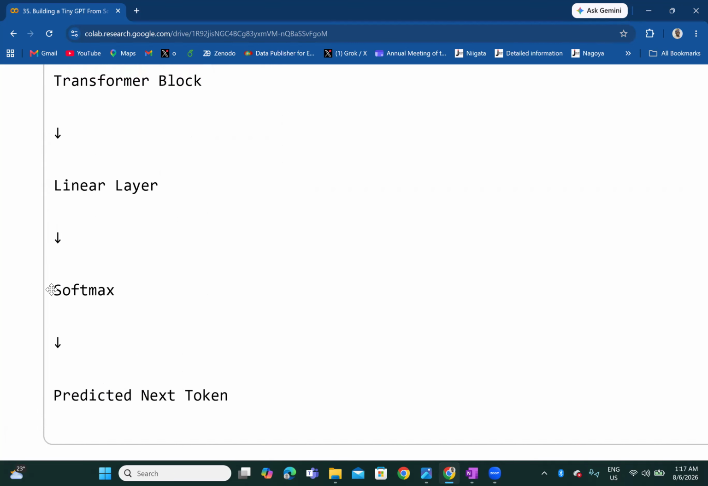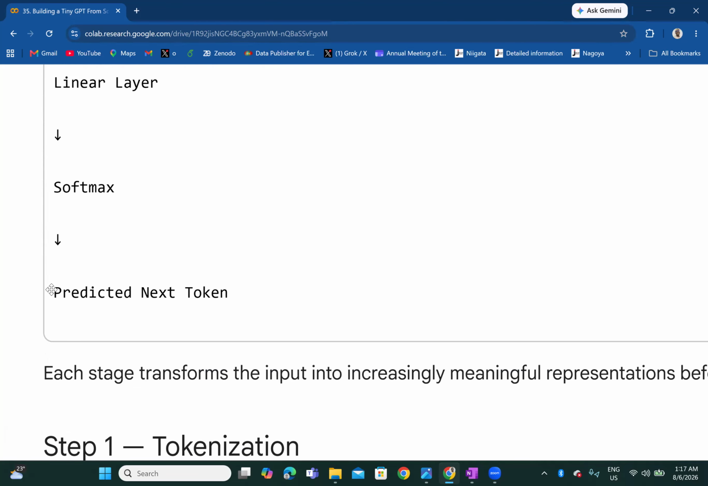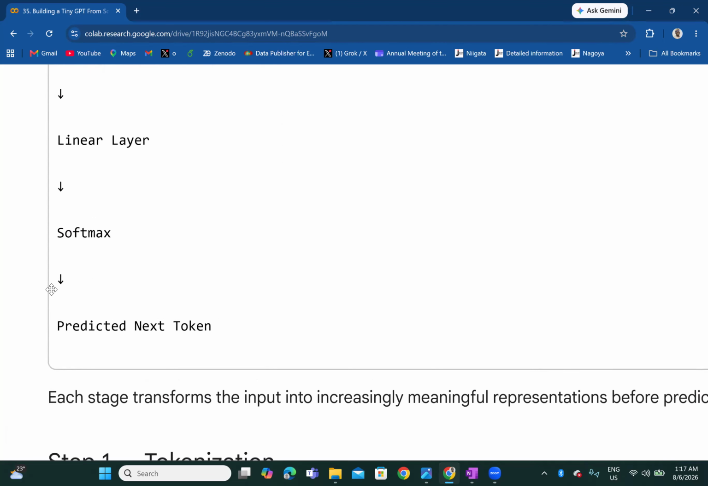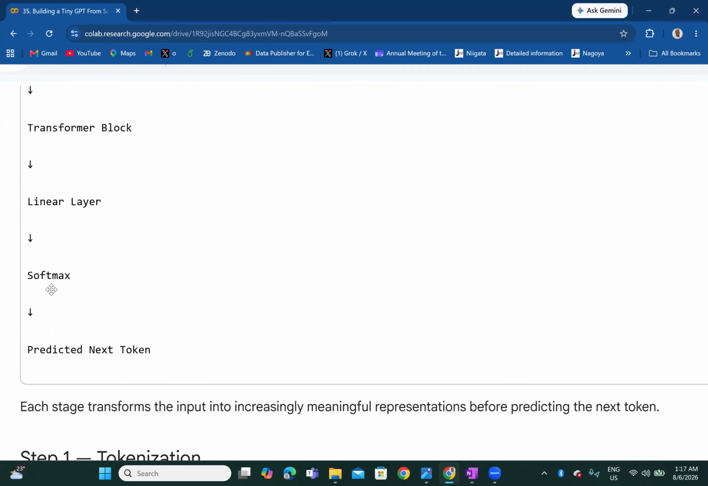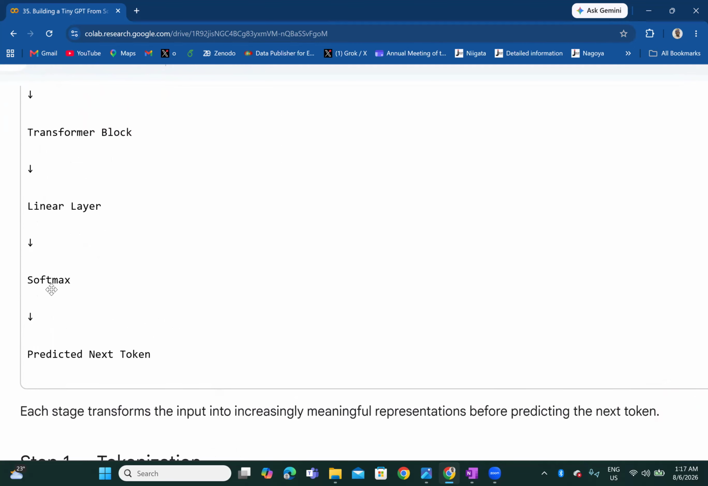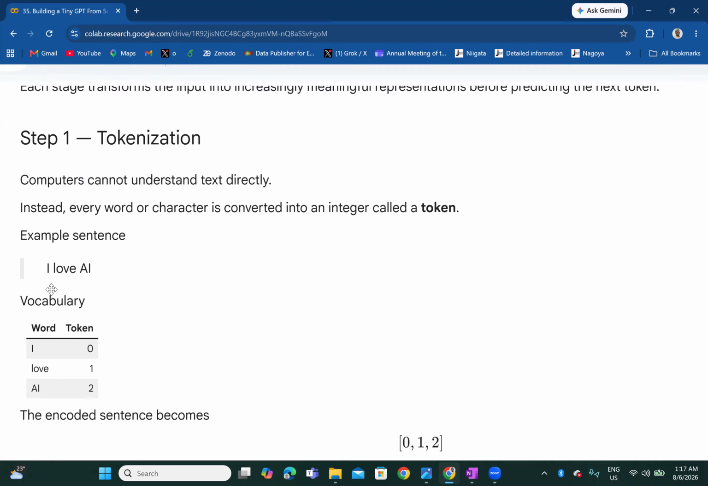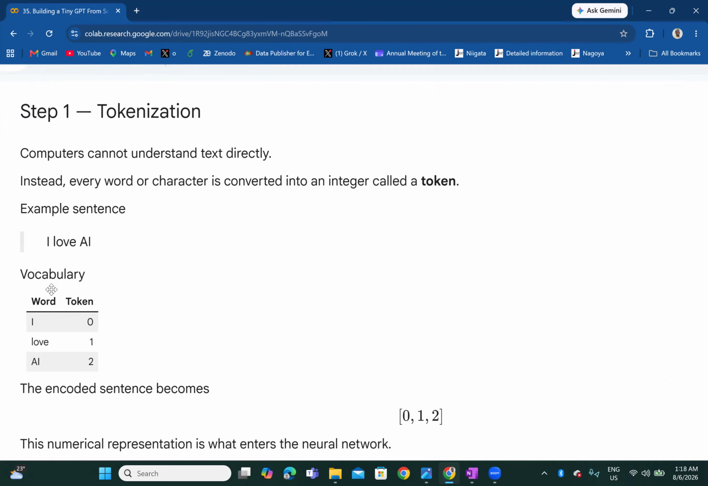Then you have a linear layer, then a softmax is done on that. Softmax converts the attention scores for each word into probabilities, and then the next token is predicted. Once that is done, it goes again until whatever request you have as your prompt is all answered. Each stage transforms the input into increasingly meaningful representations before predicting the next token. That's why you have multiple layers between the prompting and the time the result comes out.